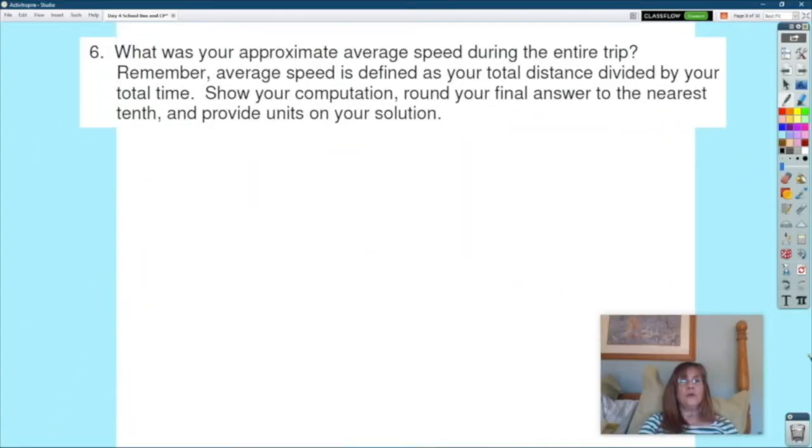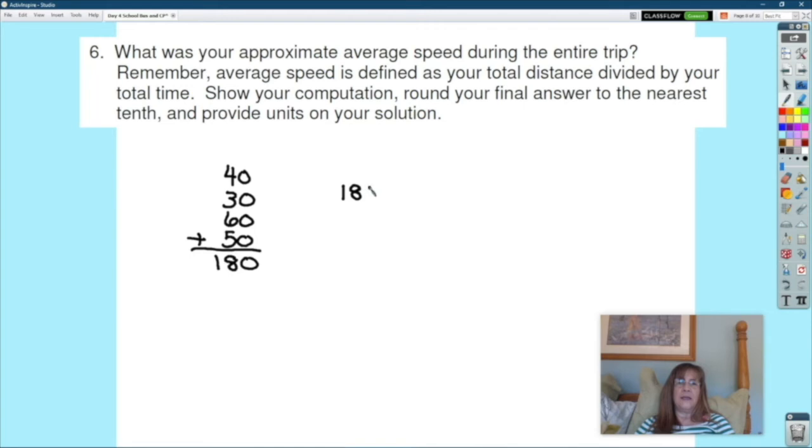6. What was your approximate average speed during the entire trip? Now remember, average speed is defined as your total distance divided by your total time. We actually kind of already did that as we went along. Show your computation. Round your final answer to the nearest tenth and provide units on your solution. So the first thing most people do is they just take 4 different speeds, 40 miles per hour, 30 miles per hour, 60 miles per hour, and 50 miles per hour, and they add them up and they get 180, and then they turn around and they divide by 4.